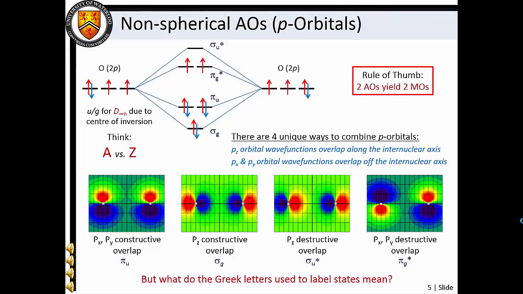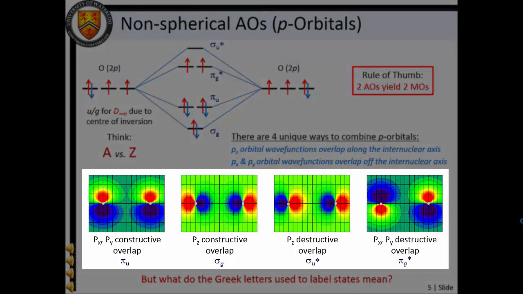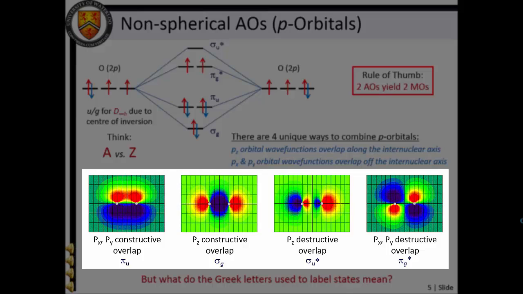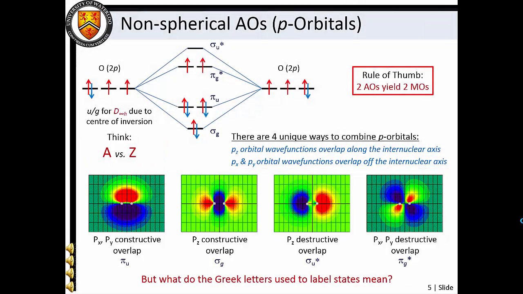The importance of AO relative alignment is apparent when we think of the possible combinations of p orbitals. If we define the internuclear axis as the z-axis, we see that p orbitals can overlap in 4 unique ways. Pz orbitals can overlap constructively or destructively along the z-axis, or the px and py orbitals can overlap constructively or destructively perpendicular to the z-axis. As a rule of thumb, we find that 2 atomic orbitals will overlap to yield 2 molecular orbitals.